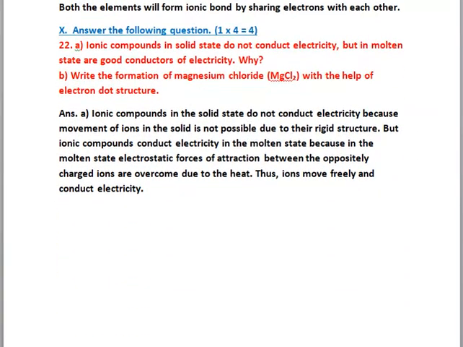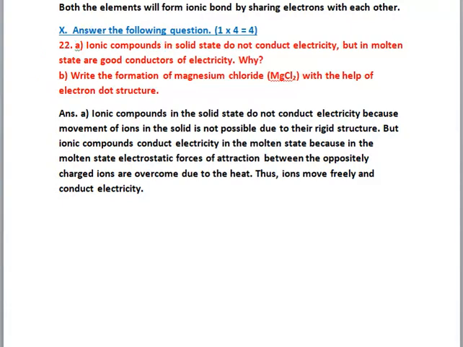Next question. This question carries 4 marks. Only one question is asked in this section, and it carries 4 marks. They have divided it into 2 parts, A and B. Part A will give you 2 marks, and if you give the answer of the second part also, you will get 2 marks. So altogether you will get 4 marks. The first question is: ionic compound is solid.